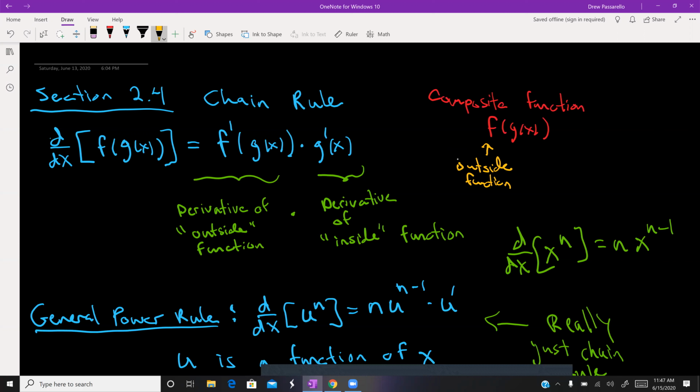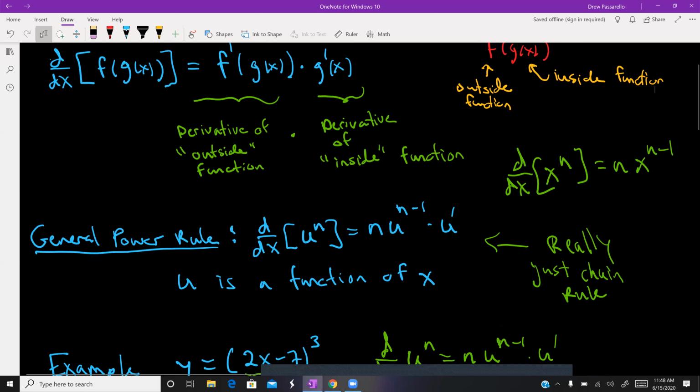I like to think of that as the outside function, and then g of x is the inside function. So when I take its derivative, it's the derivative of the outside function applied with g of x times the derivative of the inside function applied with just x. So the f prime of g of x portion, that's the derivative of the outside function. The g prime of x, that's the derivative of the inside portion. And that's how I remember it. Derivative of the outside function times derivative of the inside function.